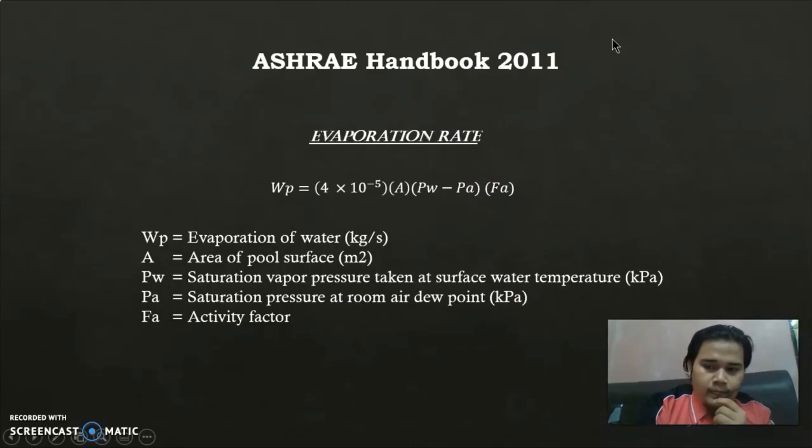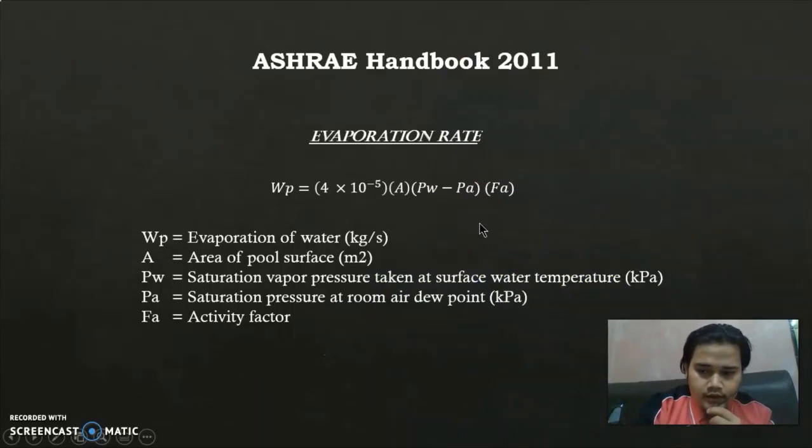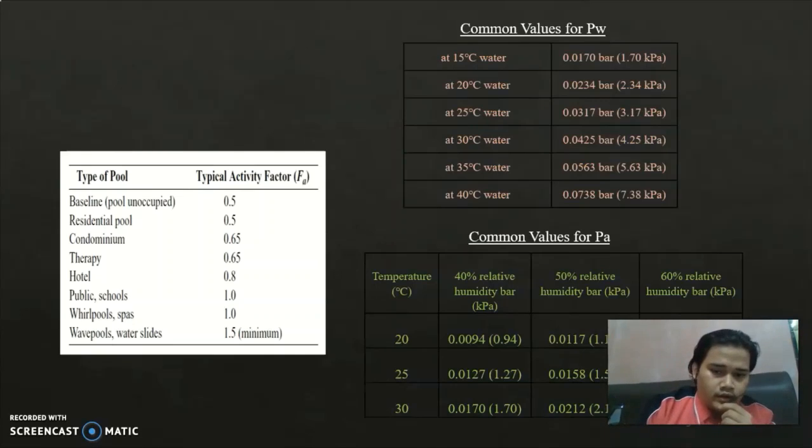PW yakni saturation vapor pressure taken at surface water temperature. Suhu yang diambil ialah 25 Celsius water. Suhu air kita 25 Celsius, dan unit PW yang kita ambil ialah 3.17 kPa. 3.17 kPa. Untuk value PA pula, iaitu saturation pressure at room air dew point.